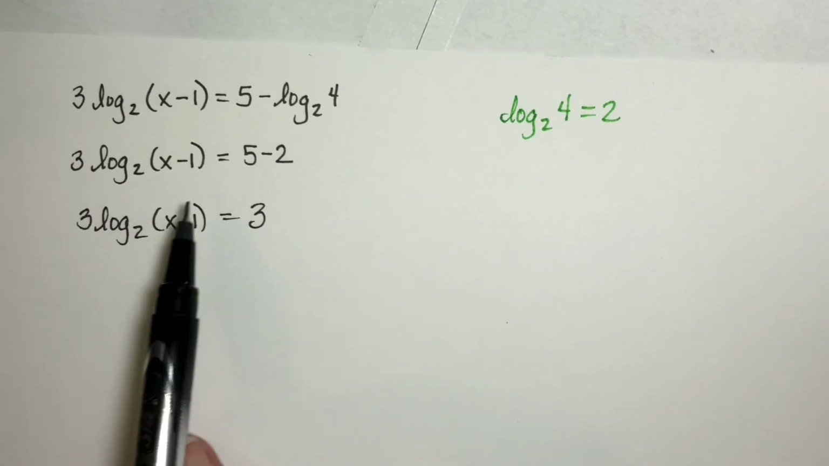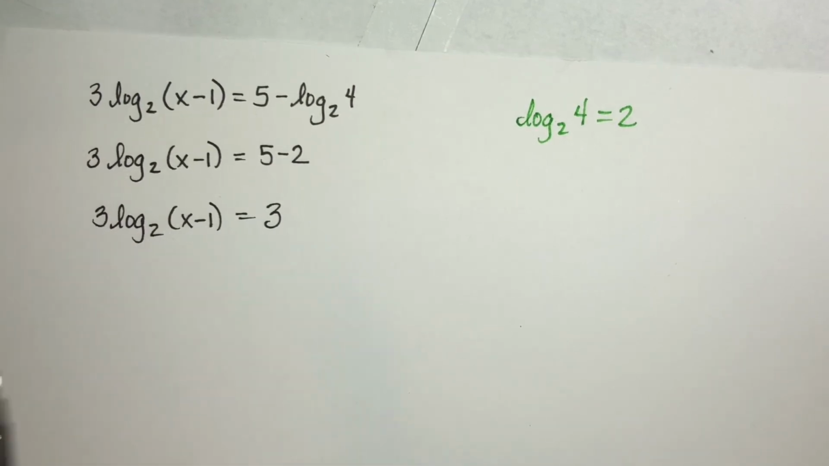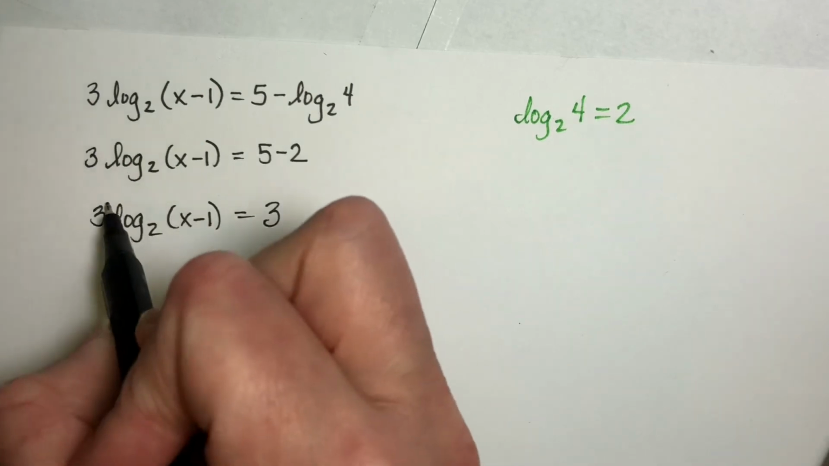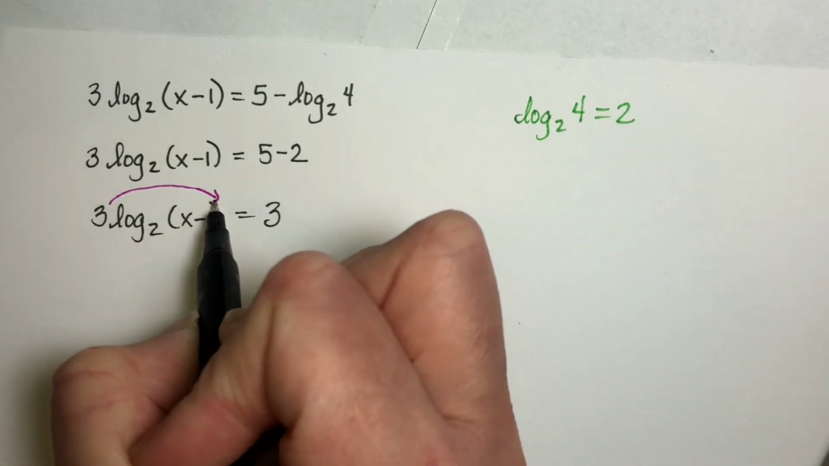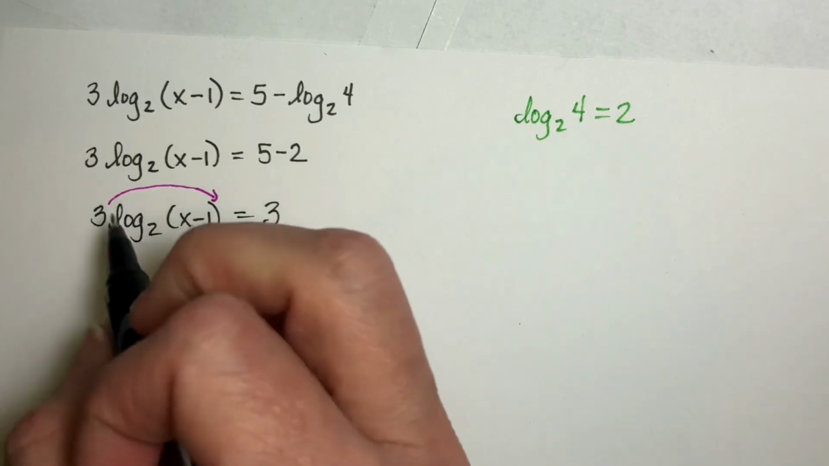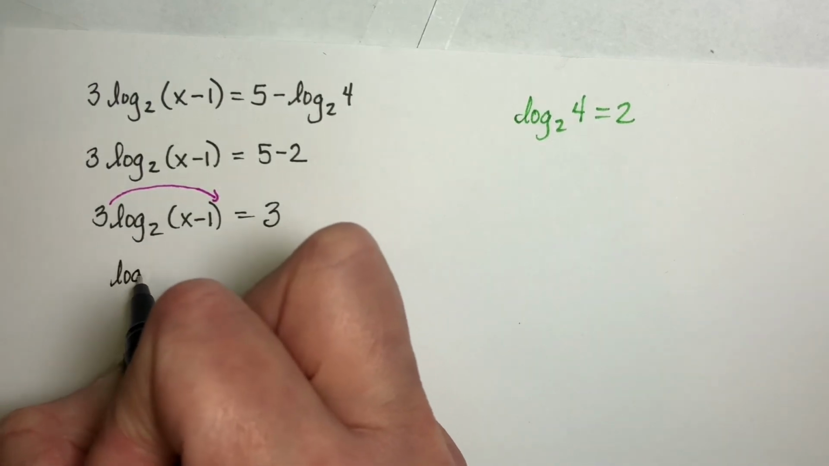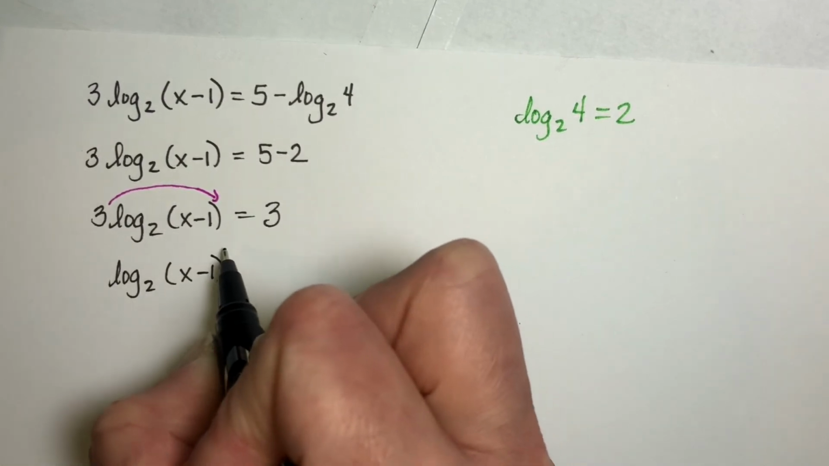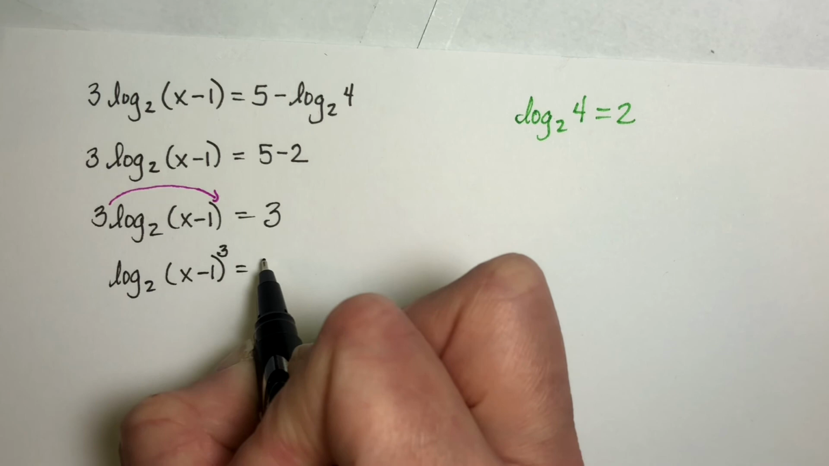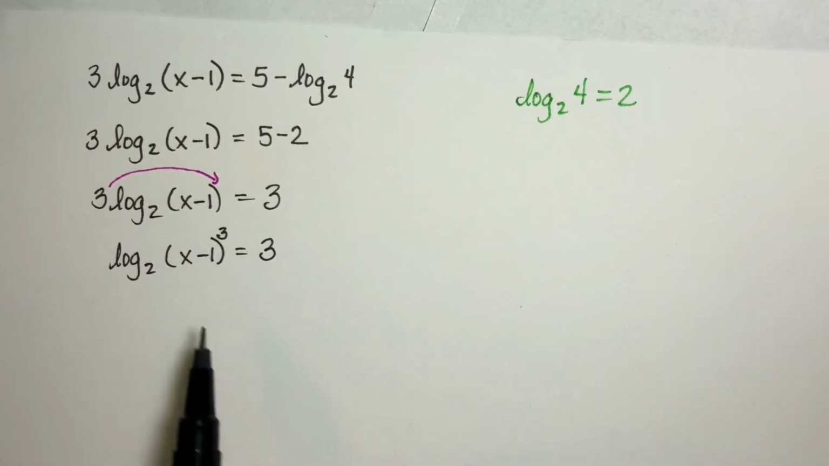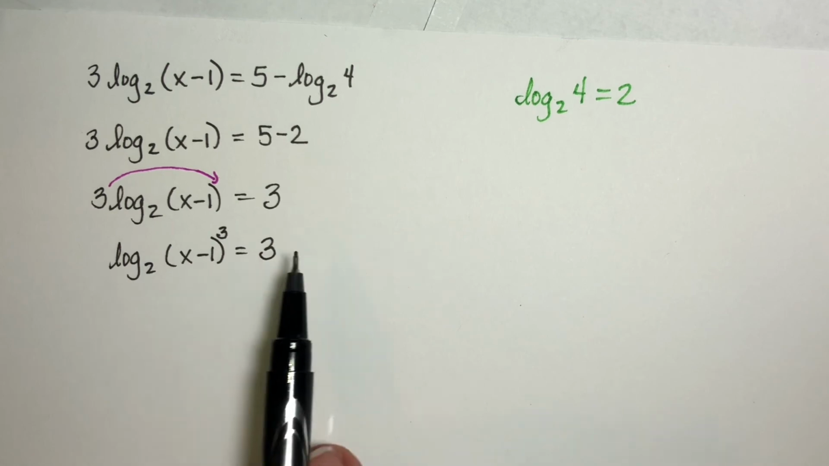Now, what I did previously is I divided both sides by 3 because it gave me something very nice. But I mentioned that I also had the option of moving this 3 up here as an exponent. And I'm going to work it that way this time. So I have log base 2 of (x minus 1) to the 3rd power is equal to 3. All right. So now I have a single log equal to a number.